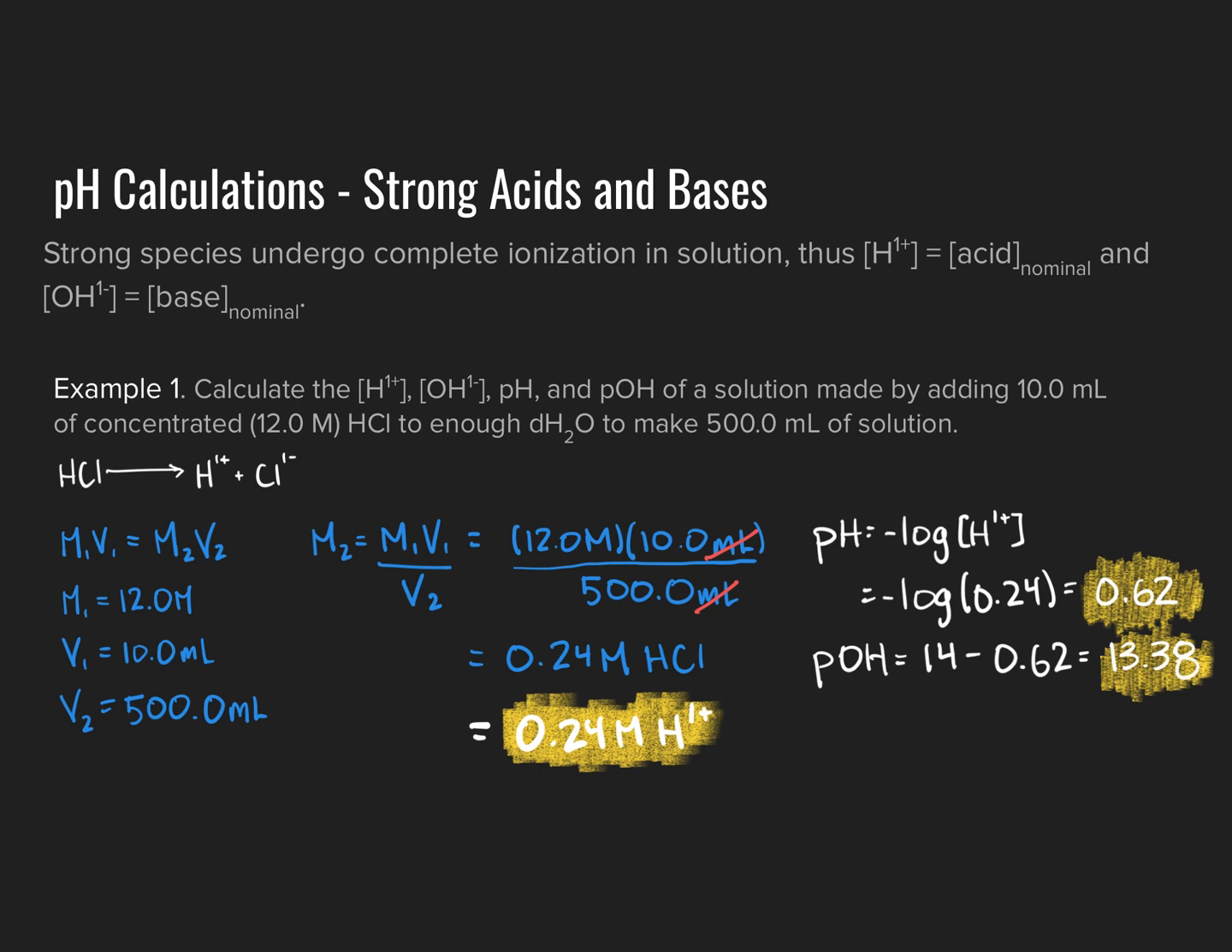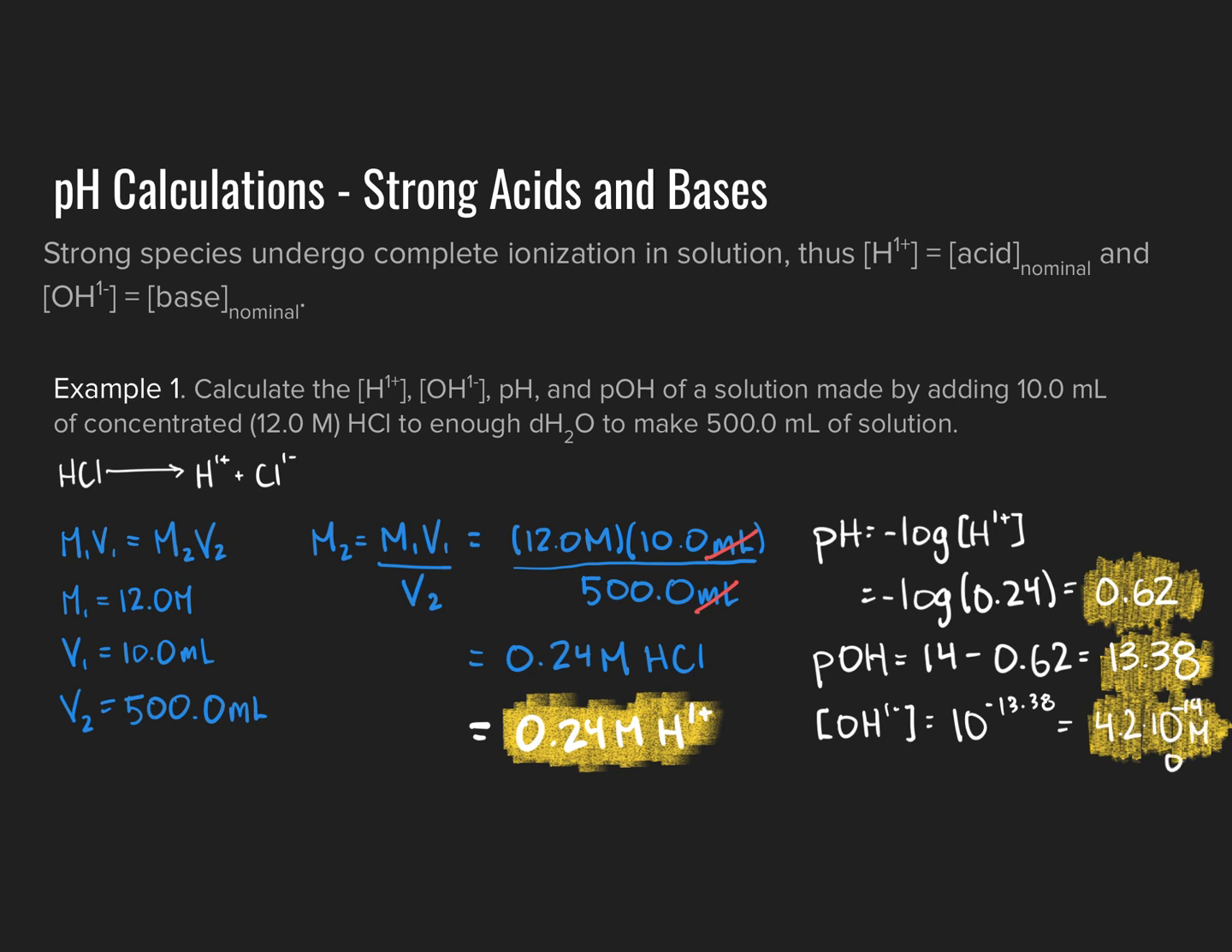And I can now work my way backwards up to the concentration of hydroxide ion in solution by taking 10 to the minus pOH power, which gives me 10 to the minus 13.38, otherwise known as 4.2 times 10 to the negative 14th molar OH negative.